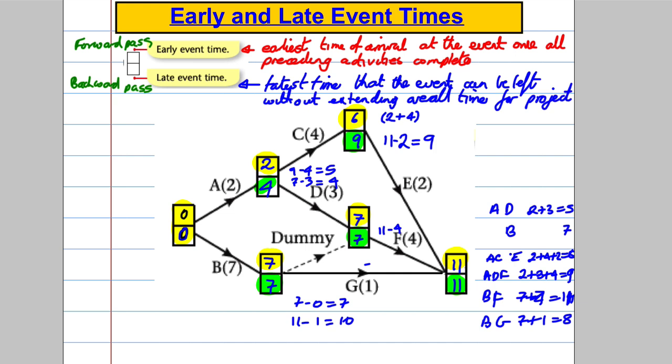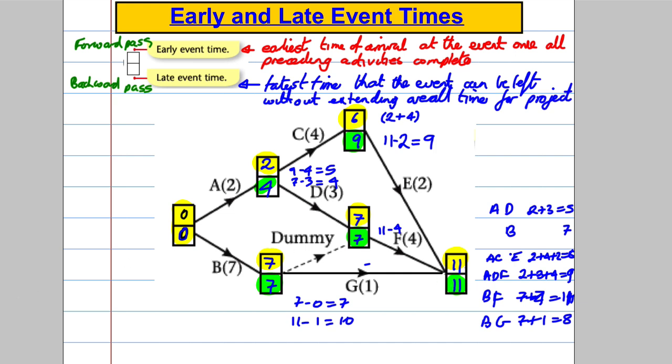Okay, and just to review, how do I calculate the early event times, where they're the top numbers in yellow? I calculate them by looking at the biggest possible number that they can be, looking at all the activities that need to be completed to get to that. How do I calculate the late event time, where they're the bottom numbers in green? What I do is, going backwards, I look at the smallest numbers that these numbers could be in order to get to the number after it without delaying the project.